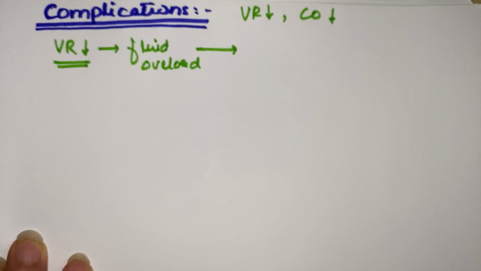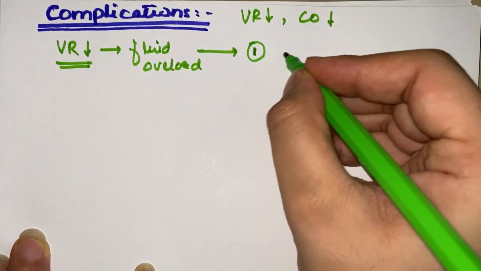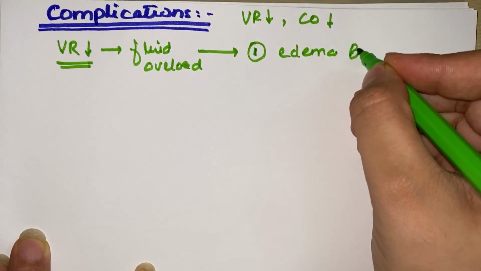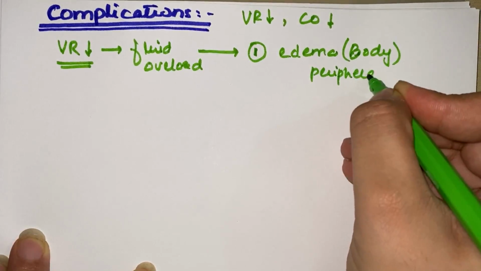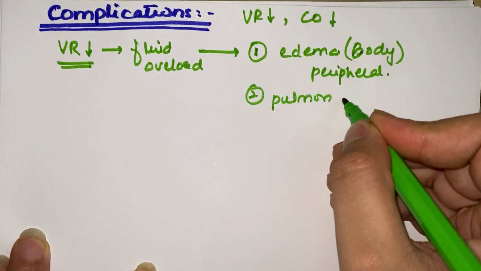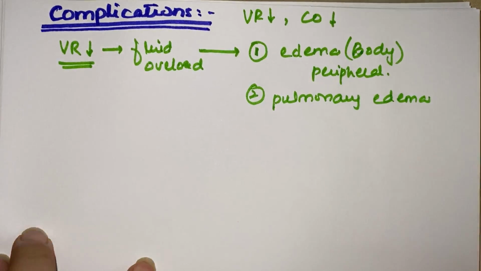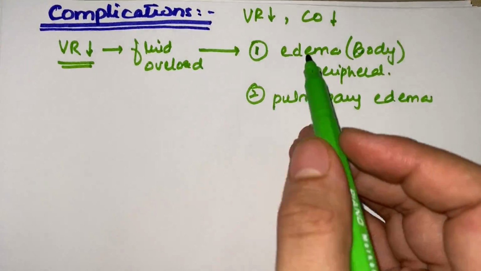If venous return is reduced, what will happen? Fluid will back-pool, fluid will accumulate in the body, and when it accumulates, fluid overload will occur in the body. So two complications can develop: edema can develop in the whole body, so we can call it systemic edema, or more commonly peripheral edema will develop. The second complication is that this edema can develop in the pulmonary circulation, so pulmonary edema will develop, which is a life threatening complication. Fine. Because of this decrease in the venous return, these two complications develop.